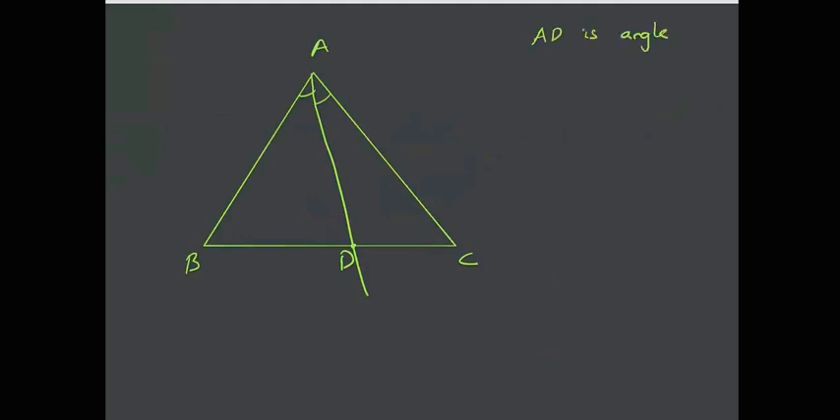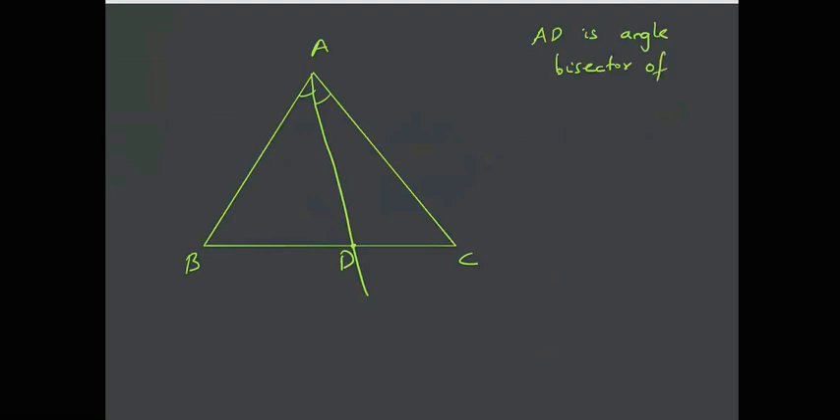Now what we are going to do is just consider a triangle ABC. Fine. And let us say AD is the angle bisector of angle A. Fine. So AD is the angle bisector of angle A.